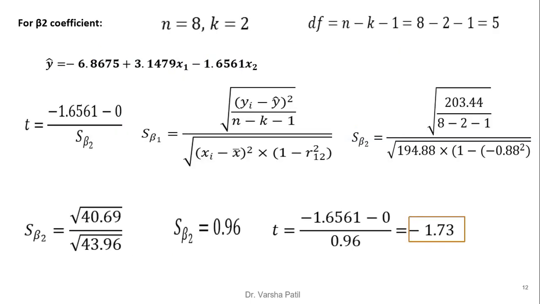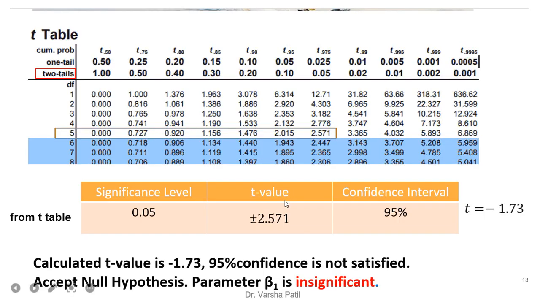We are rejecting the null hypothesis, and parameter b1 is significant. Now we will check the next parameter, that is beta 2. Similar to the previous calculation we can do, only the change is here we require to take this variable, and here the standard deviation with respect to the x2 variable changes. After that, when we calculate the final t value, it is coming as minus 1.73. Now we require to check with the t table. As it is a two-tailed test, we can check the positive side also, because it is the same on the symmetric side.